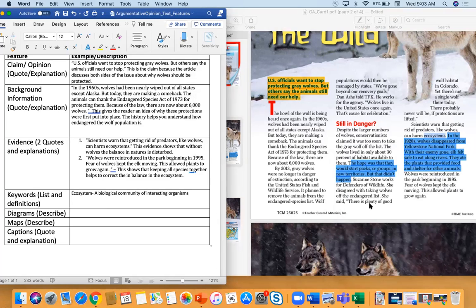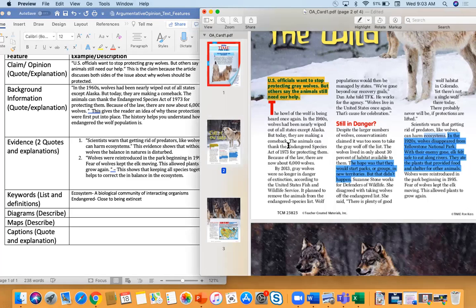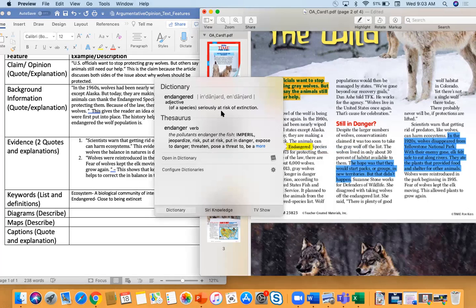Let's see, another keyword could be endangered. And endangered is close to being extinct, right? If you want an official definition, you can see seriously at risk of extinction. So close to being extinct, yeah.